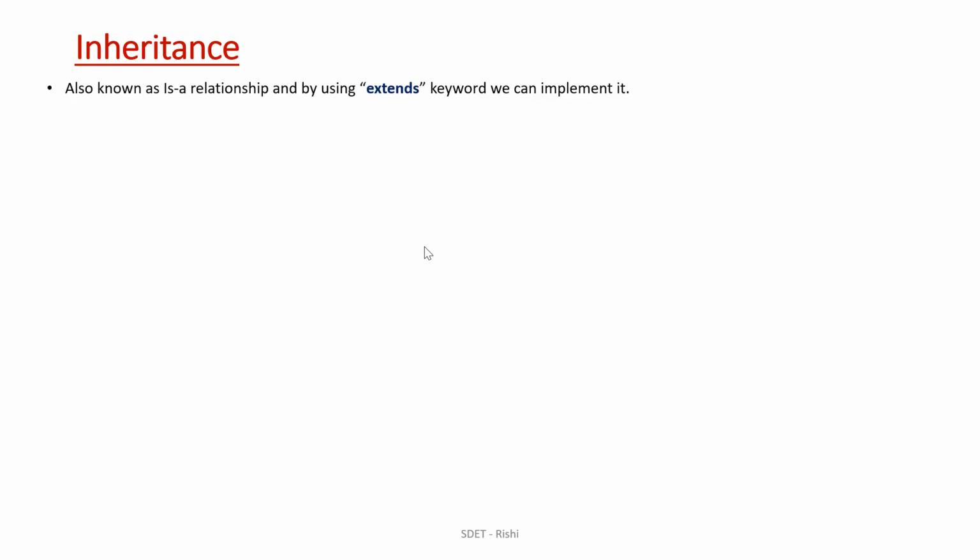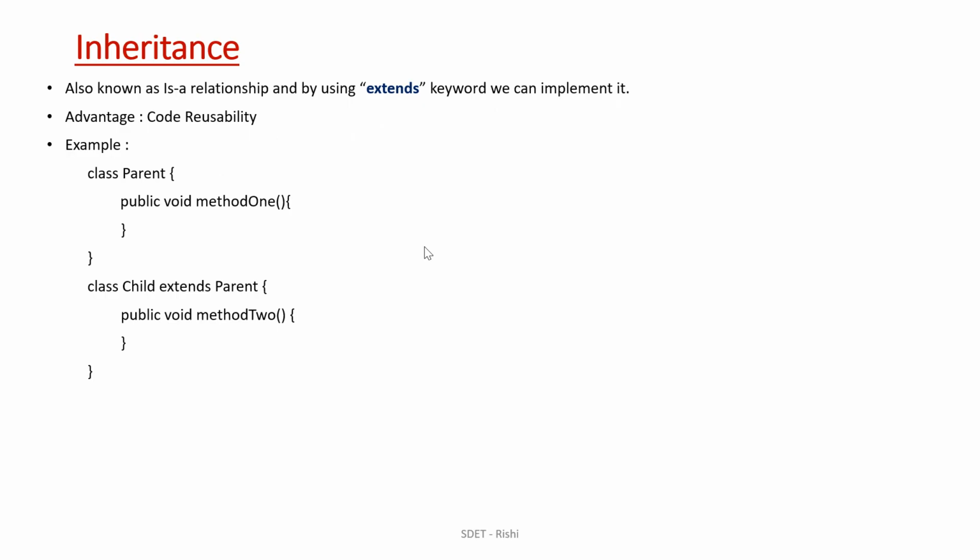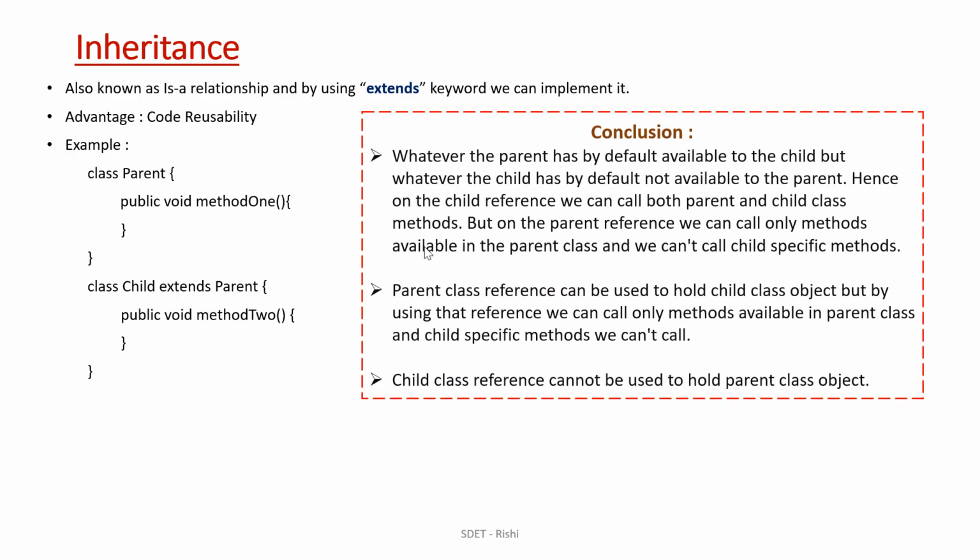So what we have seen is what is also known as the is-a relationship, by using the extends keyword, and code reusability we have already seen and understood. So this is the example. And inside this, whatever the parent has is by default available to the child, but whatever the child has is by default not available to the parent. So see, whatever we have discussed is written here. That's fine.